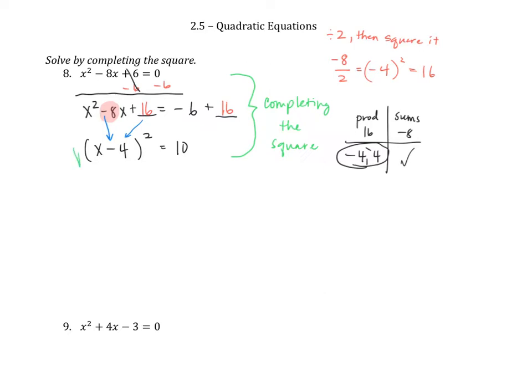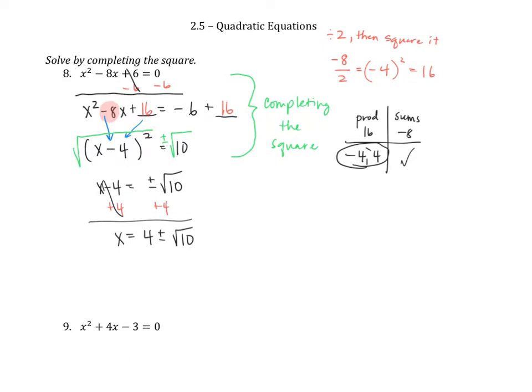So we're going to square root both sides, put plus or minus. So we'll have x minus 4 is equal to plus or minus the square root of 10, which can't simplify. Add 4 to both sides to get the x by itself. So we get x equals 4 plus or minus the square root of 10. And those are our two solutions.